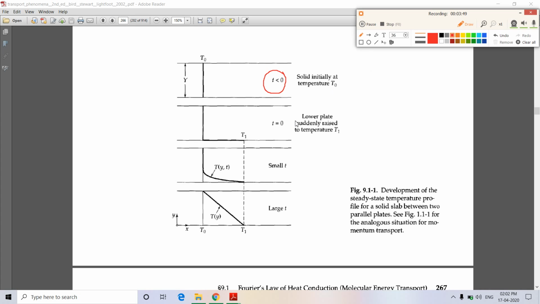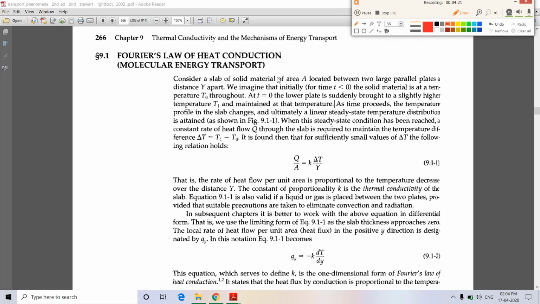Then next, if temperature increases from T0 to T1, at time t equal to 0, the lower plate suddenly rises to temperature T1. So at t equal to 0 the lower plate is suddenly brought up to a slightly higher temperature T1, and it is maintained at that temperature.